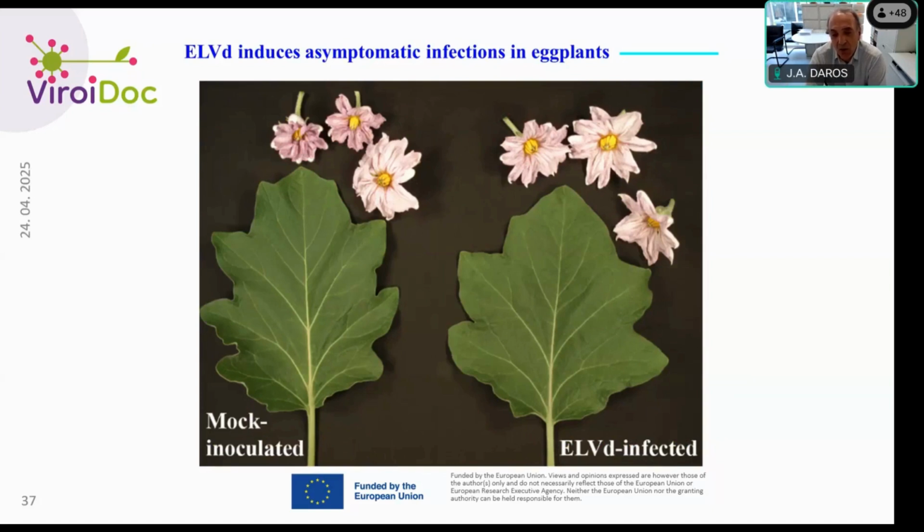This is a good example. For example, eggplant latent viroid. Eggplant latent viroid is an infectious agent that can infect eggplants. However, we are not able to see any symptoms, any difference between the infected and the mock inoculated plants. Although this is something that is difficult, again, because sometimes these differences could be at the molecular level and we cannot appreciate them.